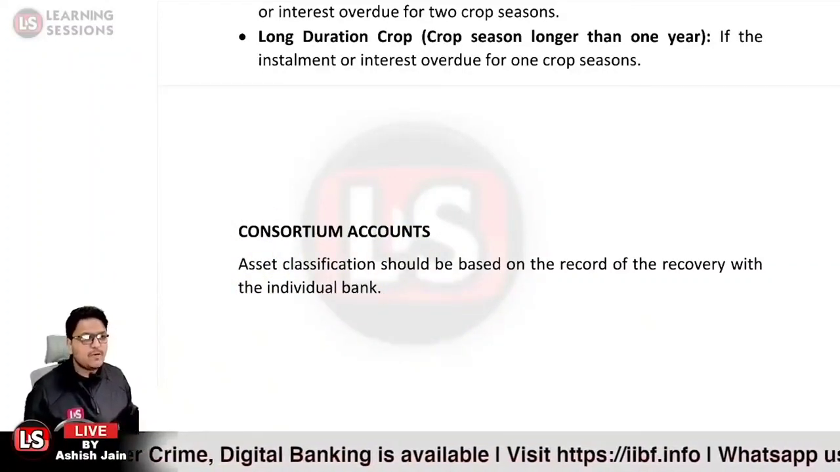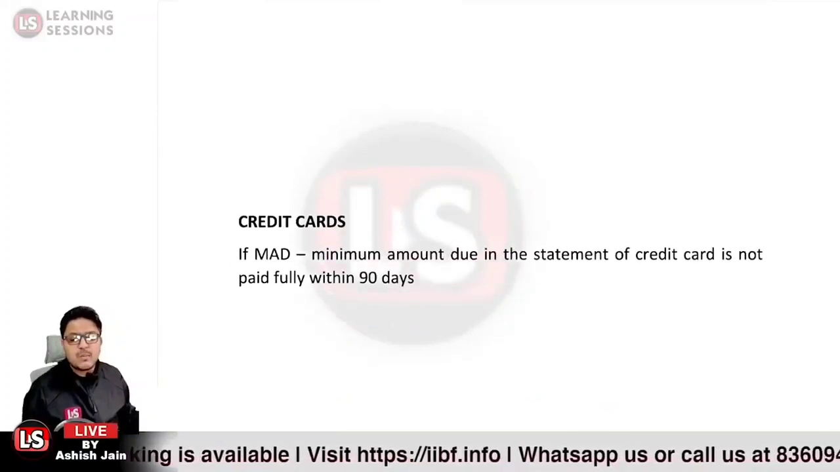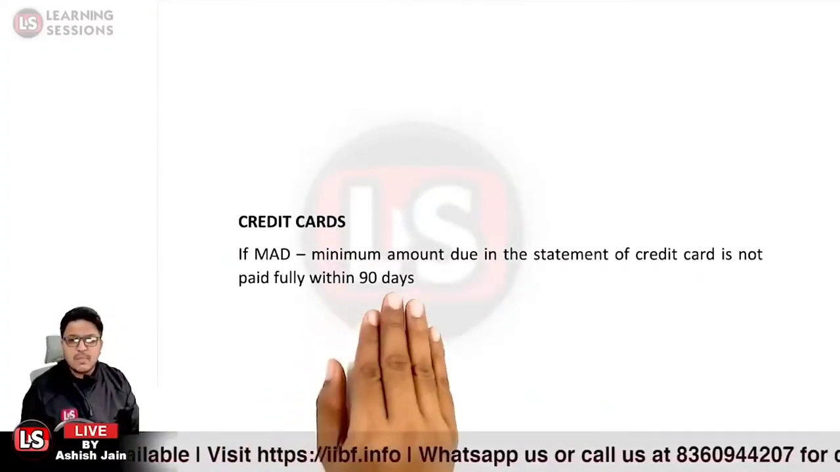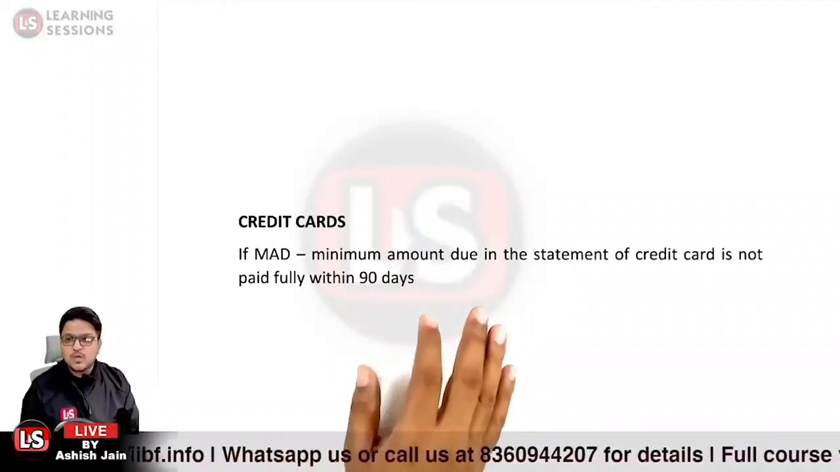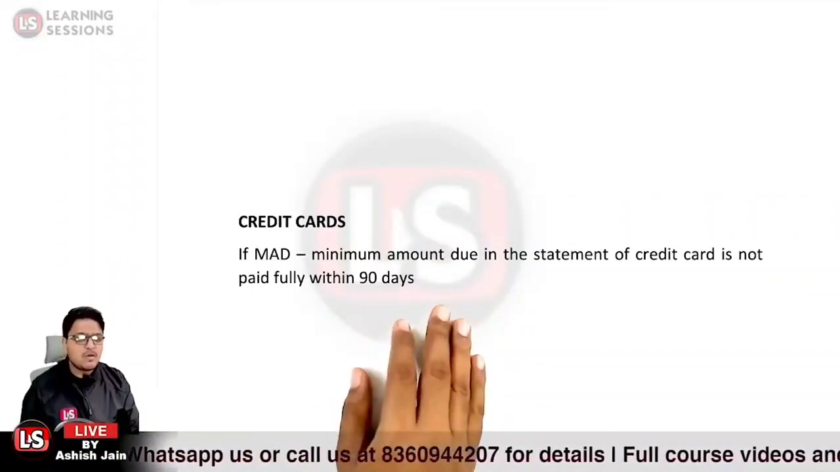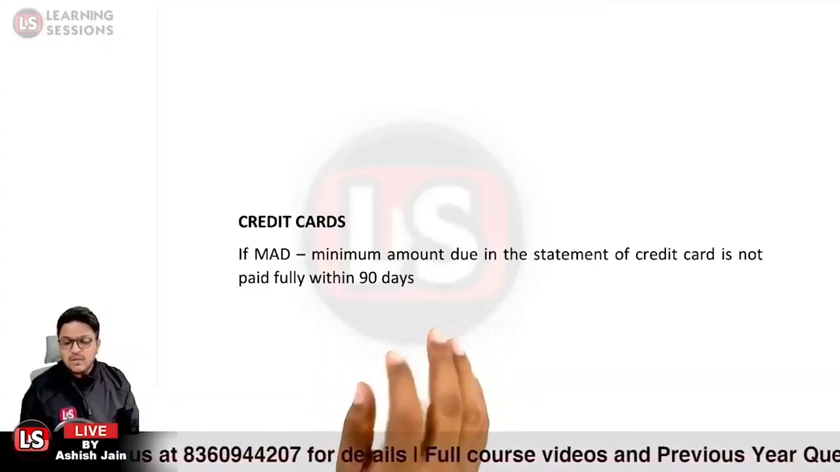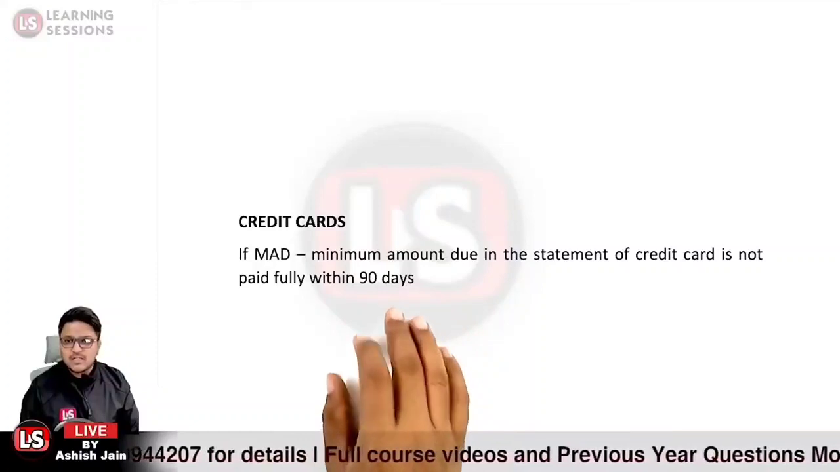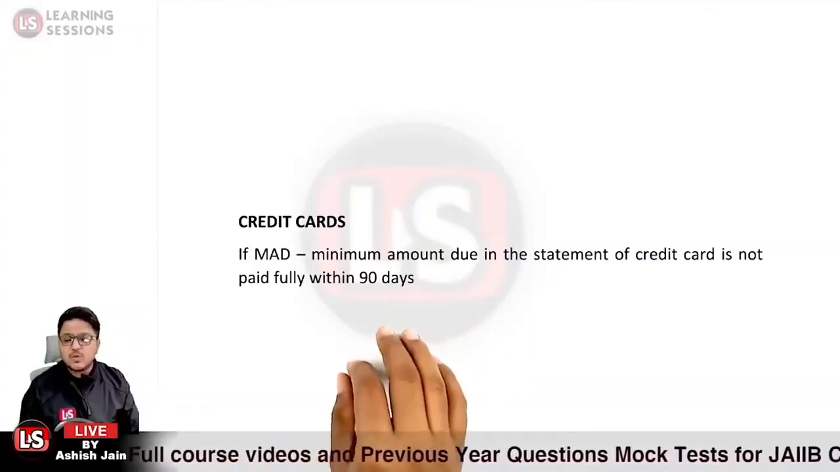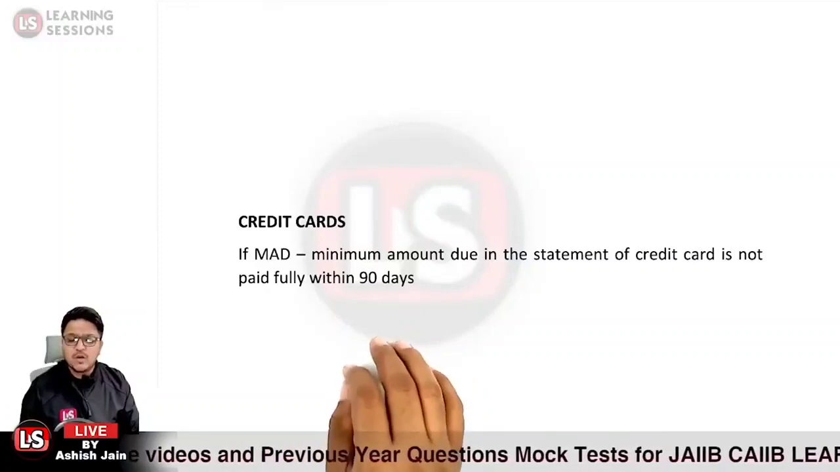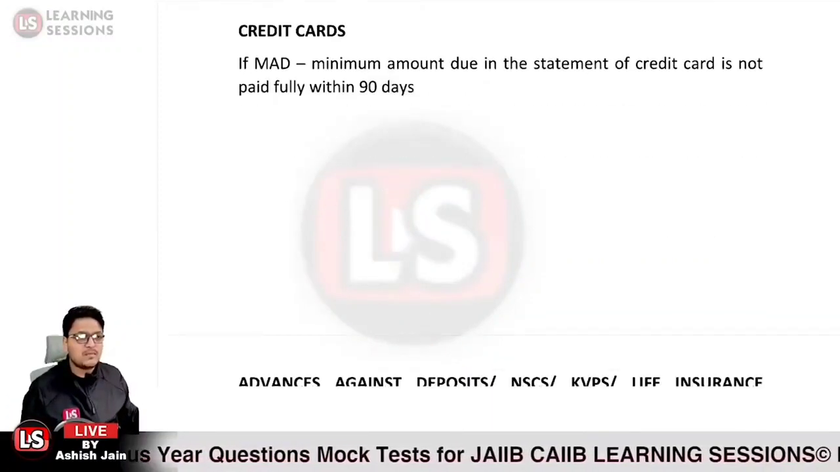Is that clear? And further, it is related to credit cards. There is an amount mentioned in the credit card statement, that is the MAD, the minimum amount due. If the minimum amount due in the credit card statement is not paid fully within 90 days, in that case also the account will be classified as a non-performing asset.